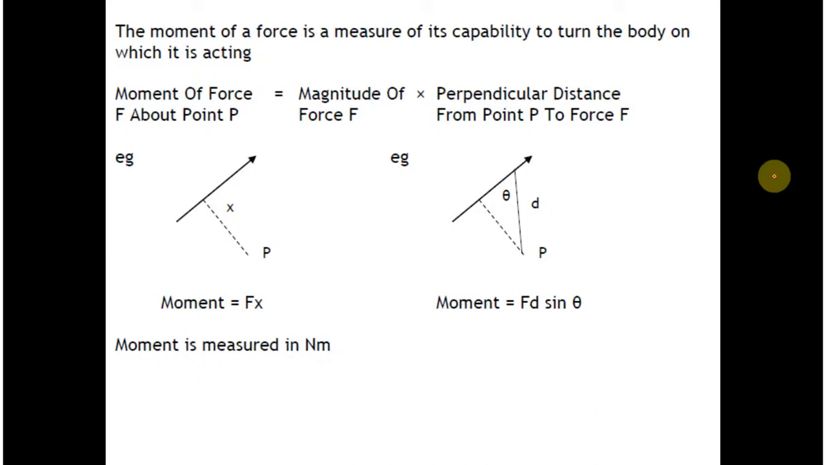If you, however, know a distance that is at an angle from the point P to the force F, then we use trigonometry to find the distance. In this case, it would be d sine theta, and the moment would be force times d sine theta. Moments are measured in Newton meters, and in practice it will be the F times x version that we'll be using for the M1 exam.